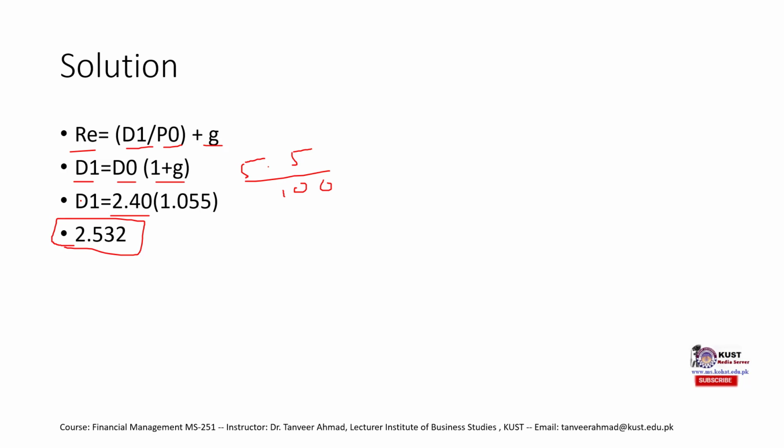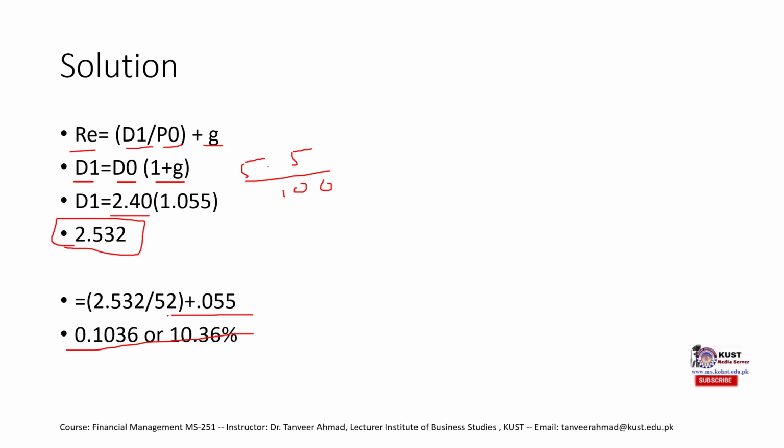So what do we mean by this D1? How do we interpret it? This is the dividend that we expect. If the growth rate is constant at 5.5, then the next year dividend would be 2.53. So now we need to find the cost of equity. We need to input D1 into the formula, which is 2.532, divided by P naught, which was 52, plus the growth rate, and the cost of equity turns out to be 10.36%. This means that based on this data, this company's cost of equity would be 10.36%.